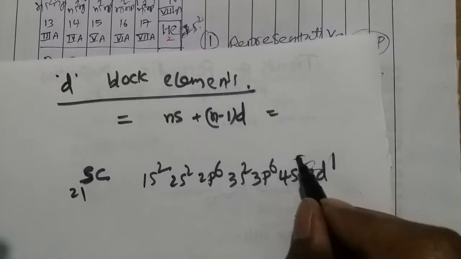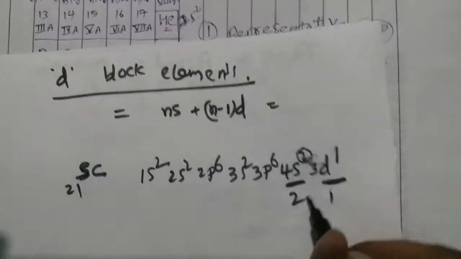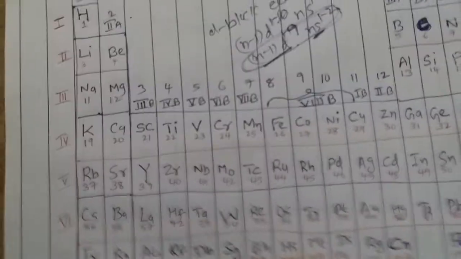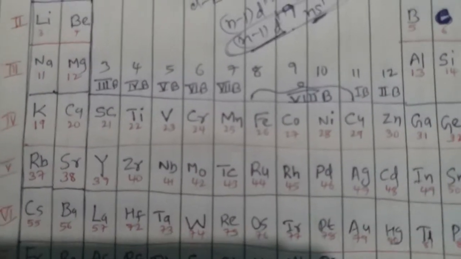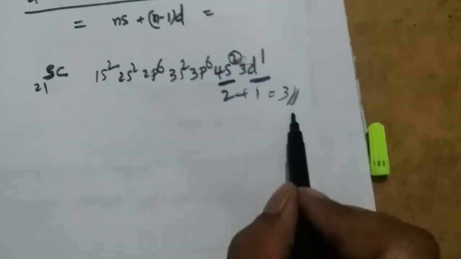So S electrons are 2, D electrons are 1. 2 plus 1 is 3. No doubt, scandium, a D block element, belongs to the third group, which is also called the third B group. So here also we got that.